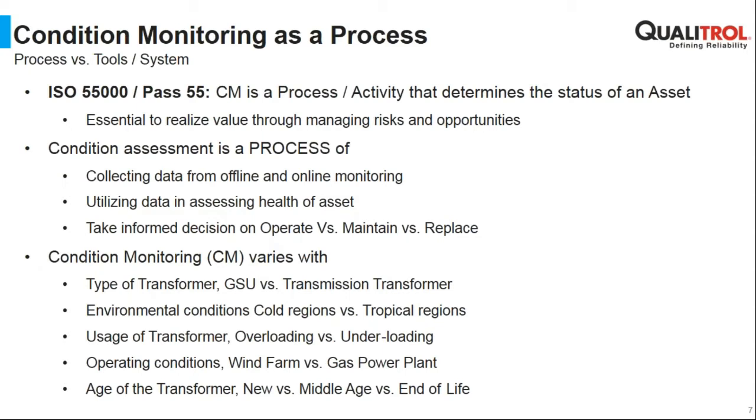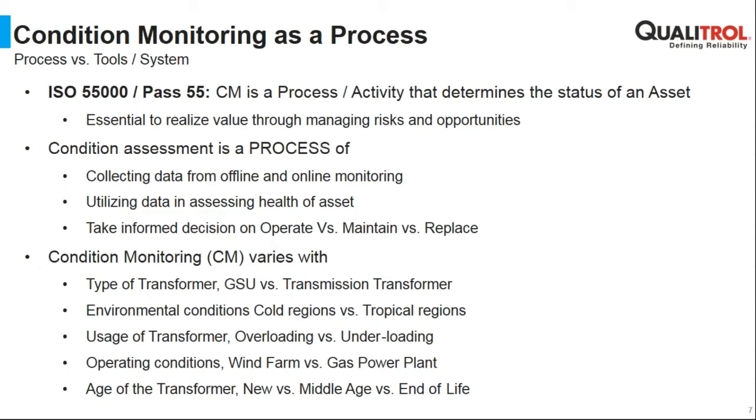Coming back to the condition monitoring tools, the condition monitoring process and tools vary with the type of the transformer, the environmental condition where the transformers are installed, the use of the transformer, the operating condition of the transformers, and the age of the transformer. A quick example, type of the transformer: the condition monitoring process for a GSU will be different from that for transmission transformers. As a direct example, a GSU will not have LTC monitoring, so you will not do LTC monitoring on a GSU.